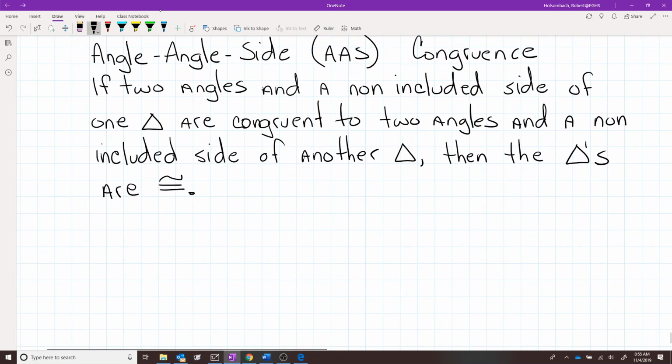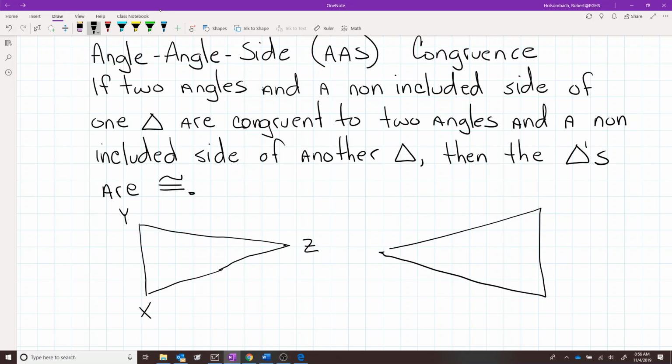And a diagram of that would look like triangle XYZ and triangle MNO. Angle, angle, side. So now we've got an angle, and a non-included side. In this postulate, the side that's congruent is not touching both of the angles. It's only touching one of the angles. So an angle, non-included side congruent to an angle, and a non-included side. Okay? A little different from the previous postulate.